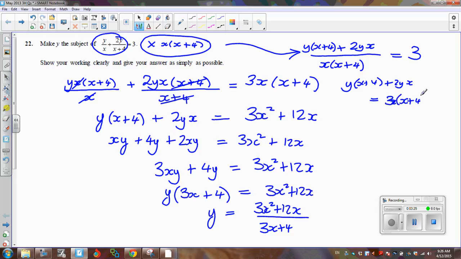3x(x plus 4), and I'm back at this same stage here, and I can carry on through. It's quicker though, this way is a little bit quicker.